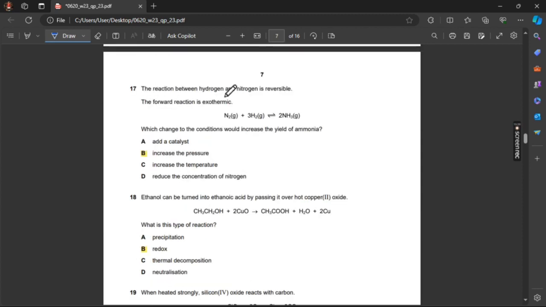The reaction between hydrogen and nitrogen is reversible. The forward reaction is exothermic, which change to conditions would increase the yield of ammonia? Add a catalyst. Adding a catalyst cannot increase the yield of ammonia because the catalyst is already added. So we cannot change it because it's an exothermic reaction. C.